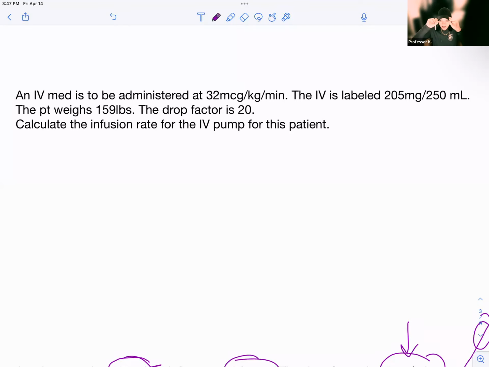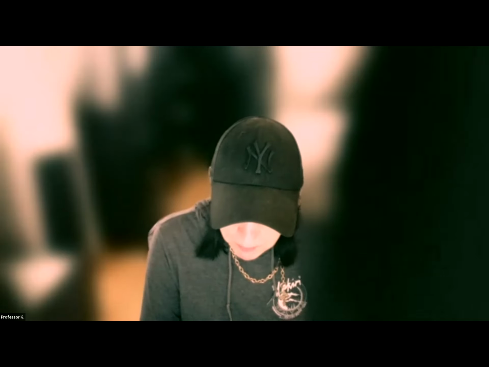So I'm going to still follow this whole method that I use because I believe it worked for me. So I'm going to use it and hopefully you'll use it. I'm looking at my question. A med is to be administered 32 micrograms per kilogram per minute. I got a 3-factor question. I got a concentration. I got a weight in pounds. I got a drop factor, and they need to know the rate of a pump. A pump. I don't need my drop factor. I'm getting rid of that. And a pump.